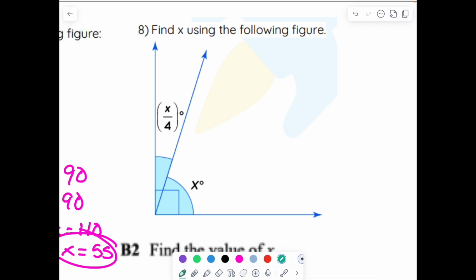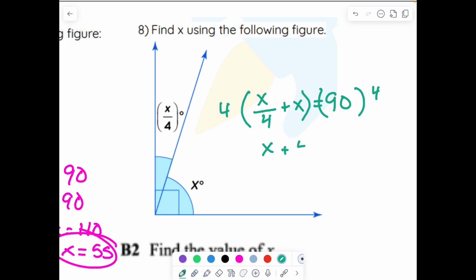All right, these two angles add up to 90 degrees, so x over 4 plus x should be 90. What we can do here is multiply both sides by 4 to get rid of the fraction on the bottom. So now we have x plus 4x equals 360. So 5x equals 360. And 360 divided by 5 is 72.